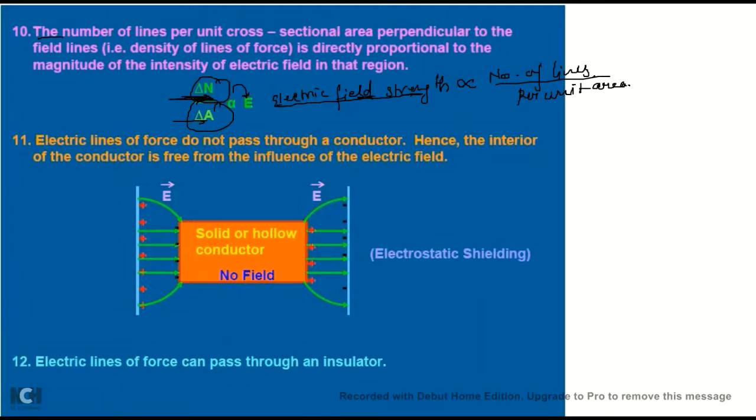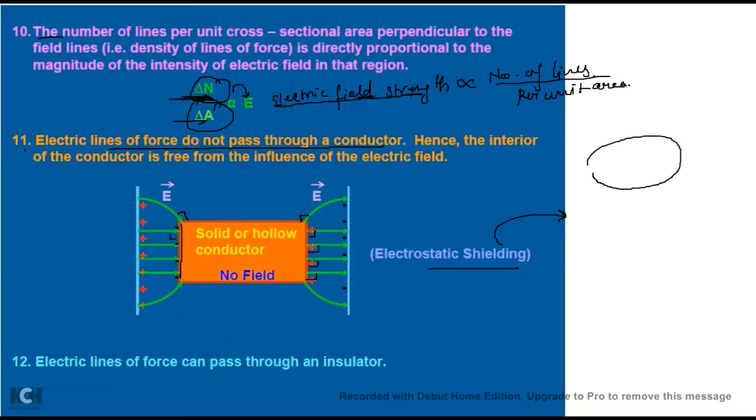Next, point number 11. The electric field lines, as we have discussed, for a conductor will always be perpendicular to the surface. So they will always make a 90 degree angle with it. So electric field lines do not pass through a conductor. This is a very important property, which we call electrostatic shielding.